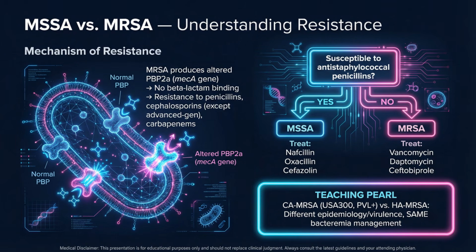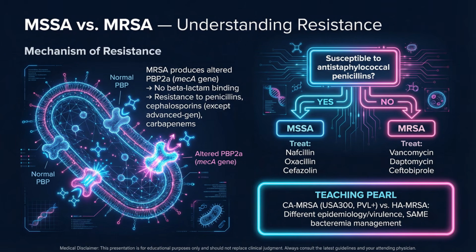A critical distinction we must make at the outset is between methicillin-sensitive Staphylococcus aureus, or MSSA, and methicillin-resistant Staphylococcus aureus, or MRSA. The resistance mechanism in MRSA is elegant in its simplicity and devastating in its clinical impact. These resistant strains produce an altered penicillin-binding protein, called PBP2A, which is encoded by the mecA gene. This altered protein has a very low affinity for beta-lactam antibiotics.